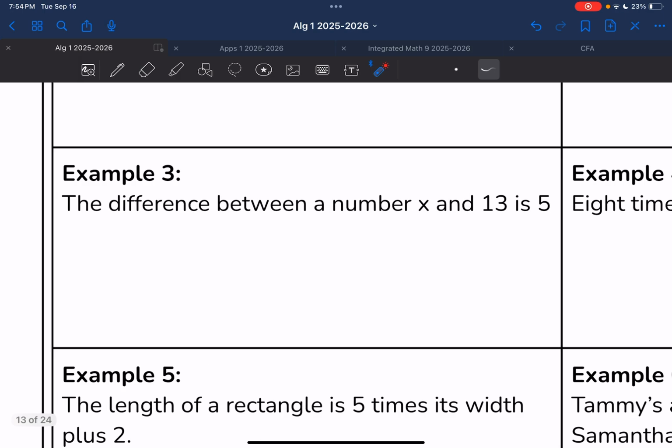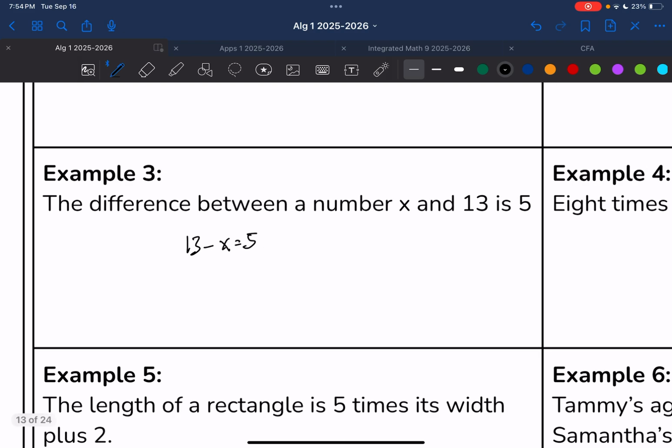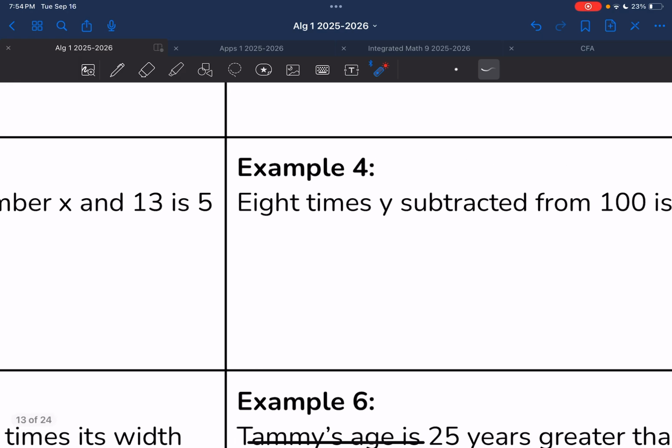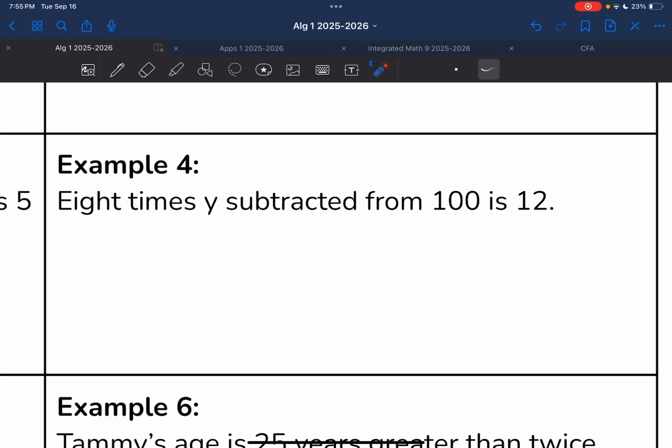The difference between a number x and 13 is 5. So we can do 13 minus x is equal to 5. I think I said that wrong the first time, but either way, we're looking at 13 minus x, and that is 5.